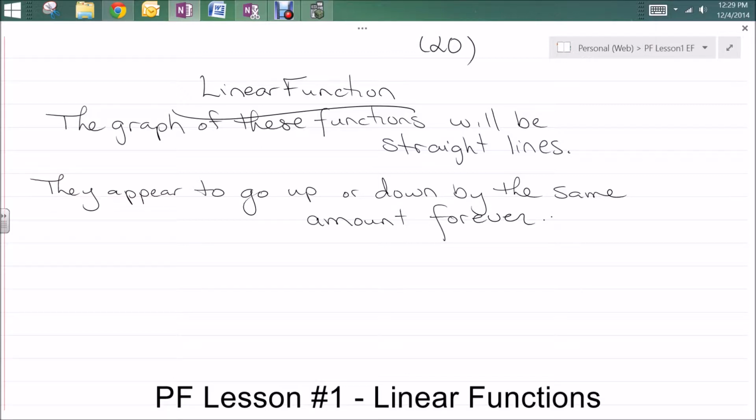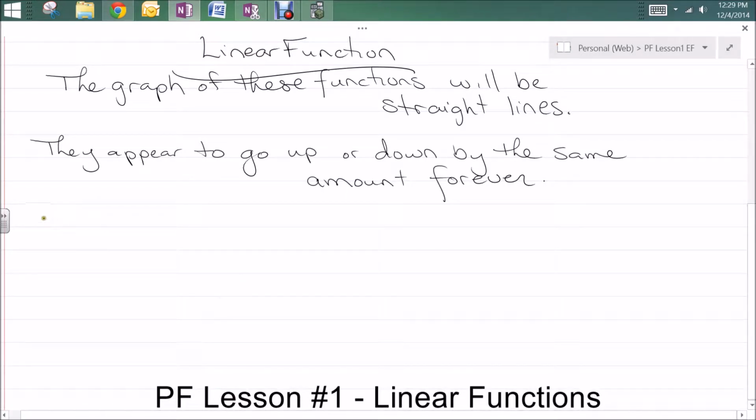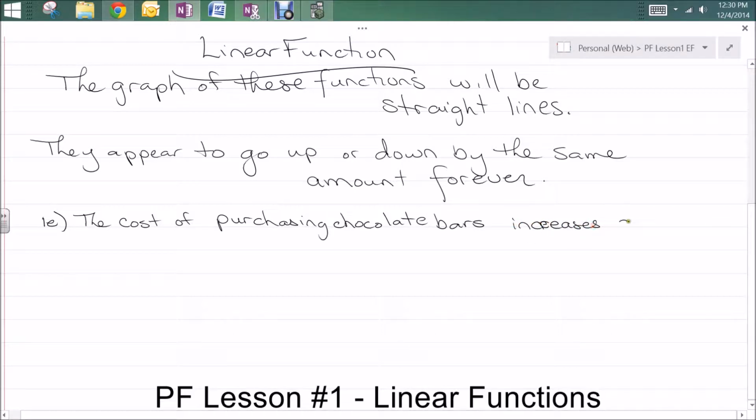Now, there's terminology that by this point in your math career, you've internalized. You do it without even thinking about it anymore, because it comes up in science. But an example would look like this, and here's where I want to talk about this: the cost of purchasing chocolate bars increases as you purchase more bars. You can tell I was hungry when I wrote this. So as you purchase more bars, it costs more money to buy those chocolate bars.